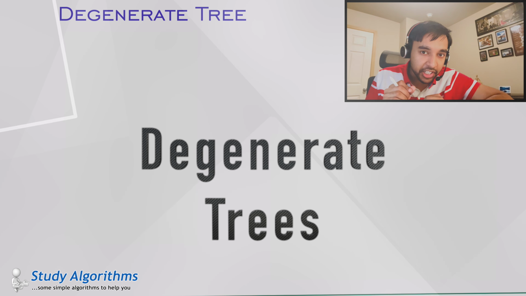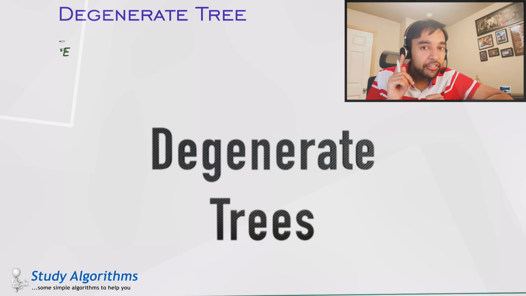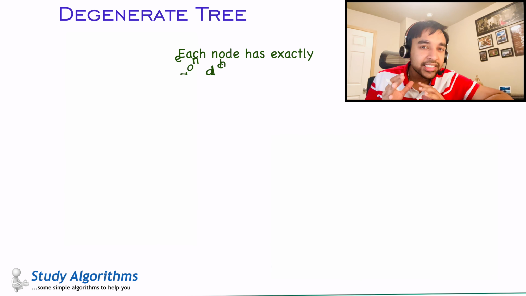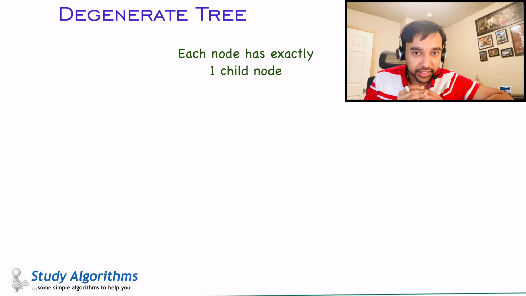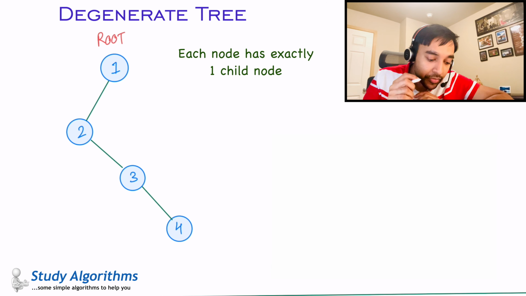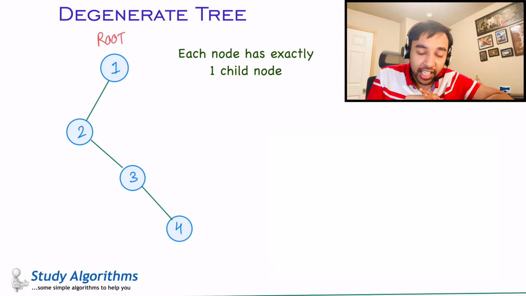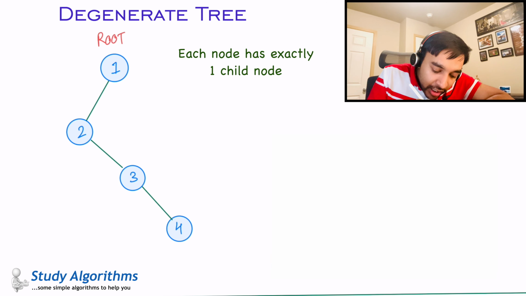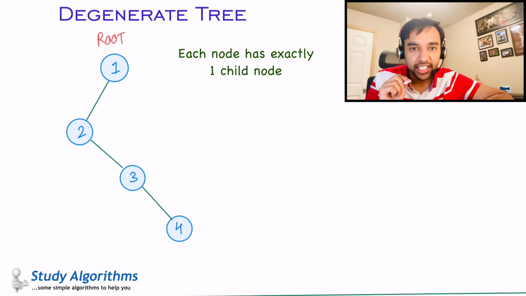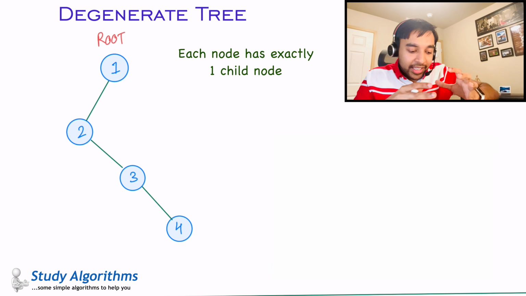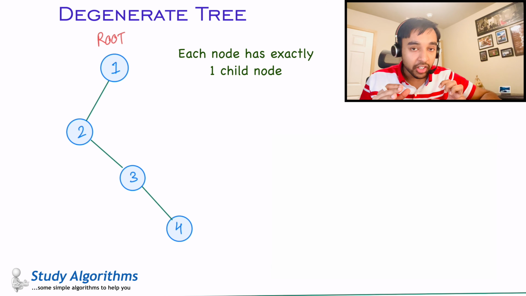You also have trees where each node has only one child node. And these kind of trees are known as degenerate trees. I'll show you one example. As you can see in this example, the root node has only one child node, right? It has the left child node 2. The node number 2 has only one child node and that is 3. Node number 3 also has just one child node and that is 4. So this tree is known as a degenerate tree.